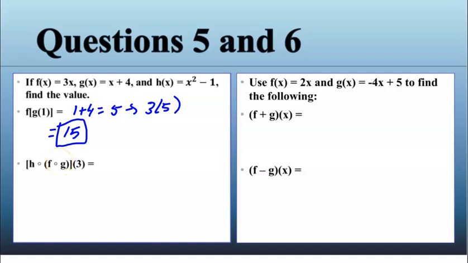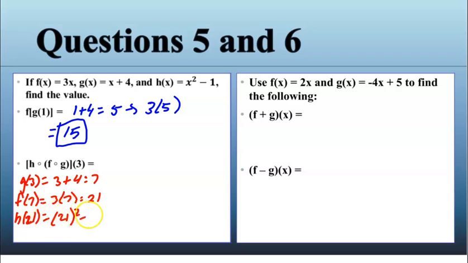Next, we always work from the right to the left, so you're going to put 3 in for x of g. So I'm going to do that first. So g of 3 is going to equal 3 plus 4, which equals 7. Now I'm going to put 7 in for x of f of x. So I have f of 7, which is going to equal 3 times 7, which equals 21. Now they're telling us to put 21 in for x of h of x. So h of 21 is going to equal 21 squared minus 1.